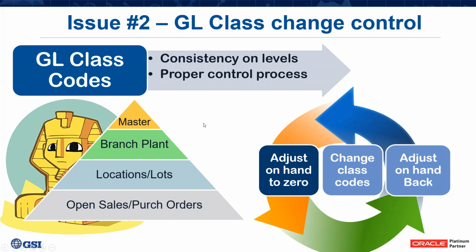So changing geo class codes is a process. Most companies I talk to do not have this control process in place. They'll just go in and change it in the locations, and they won't even get all of the locations.